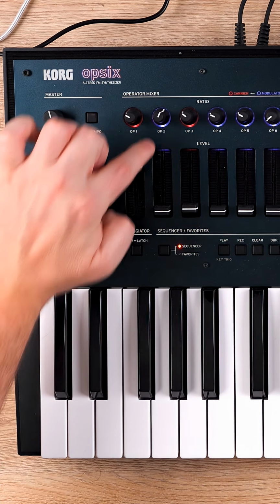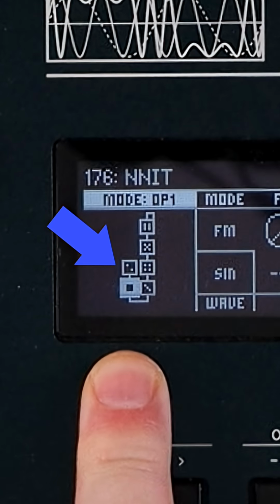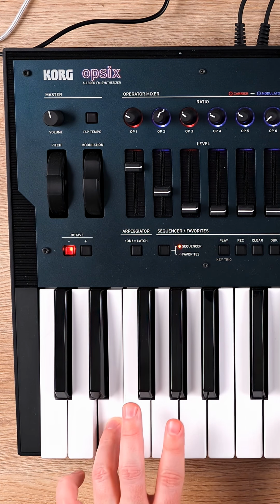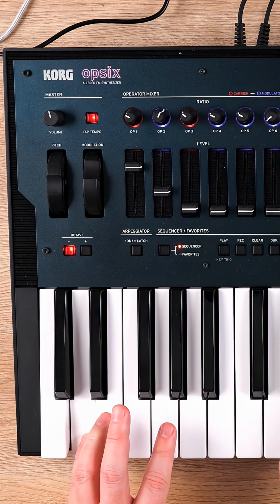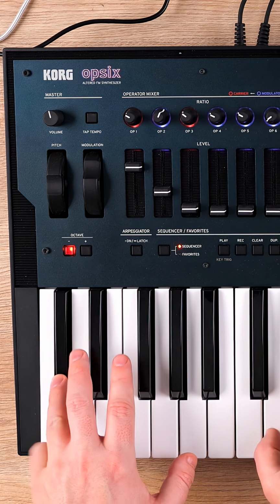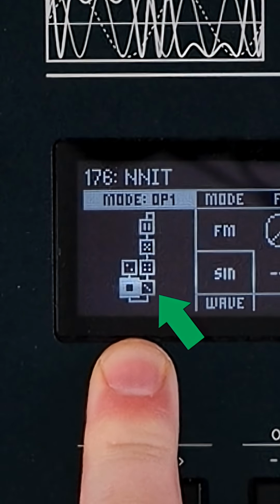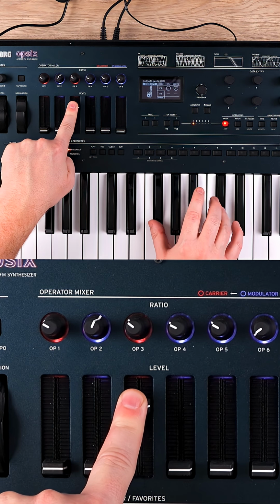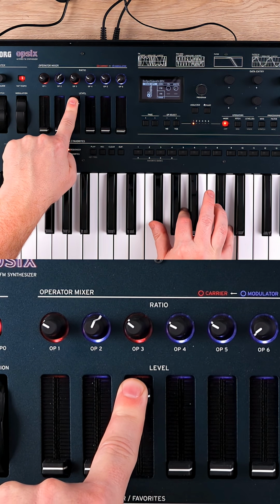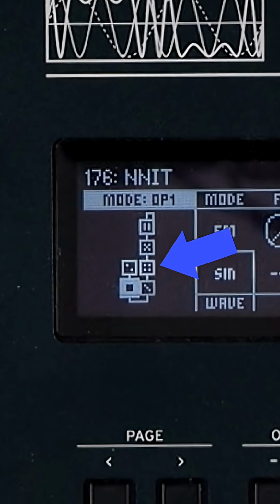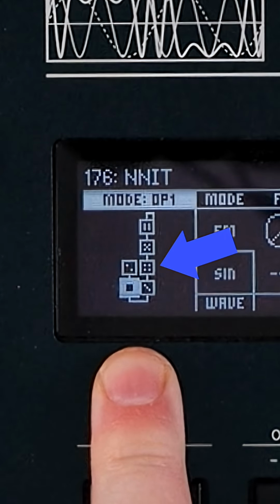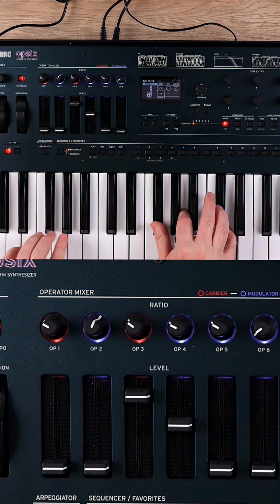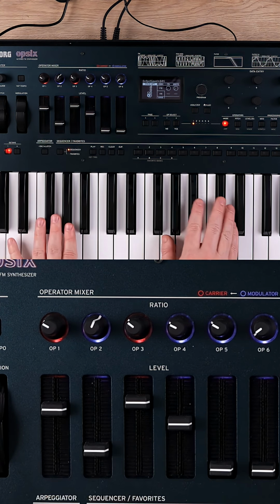Now let's add in operator 2, which is, according to the algorithm, a modulator. If you increase the level of operator 3, according to the algorithm, what do you think will happen? Well, it should introduce a sound, because it is at the bottom row. And operator number 4, being above 3, modulates it. Let's add the 4 operators together.